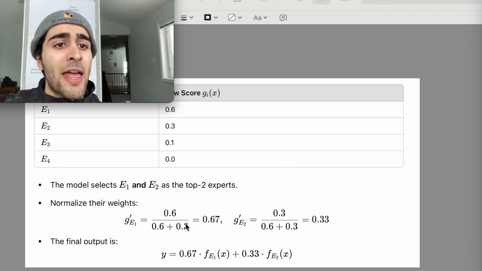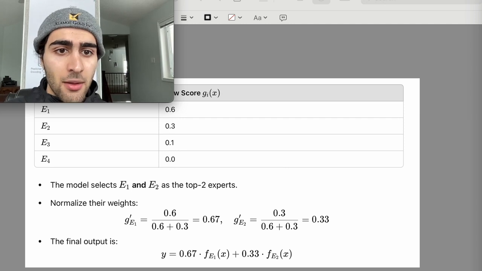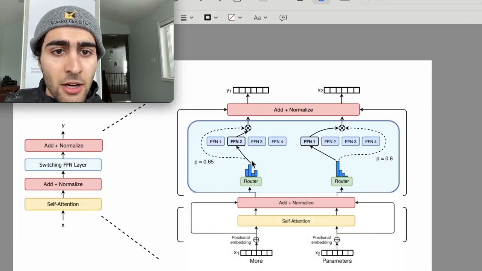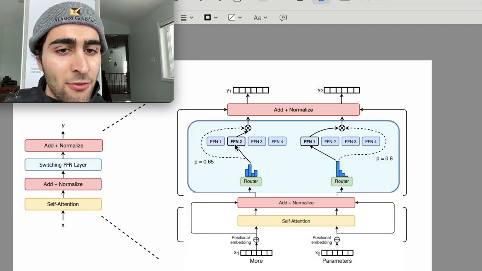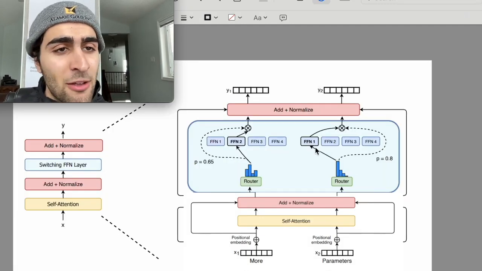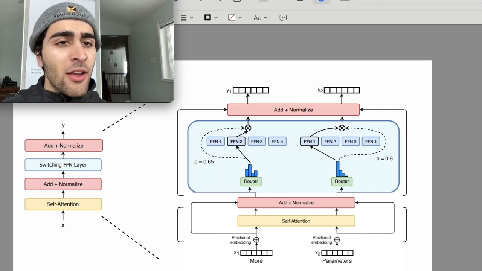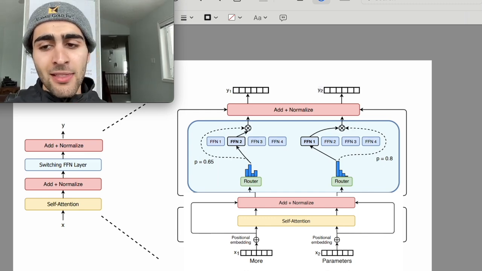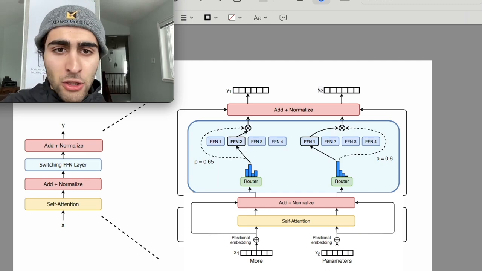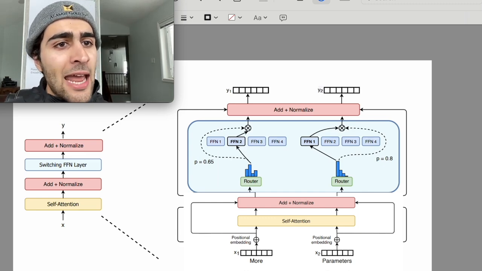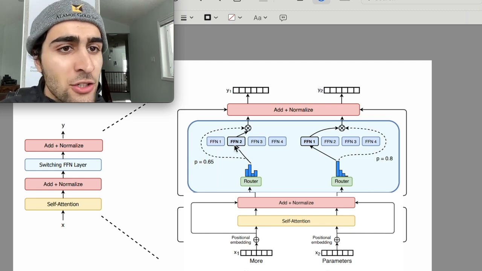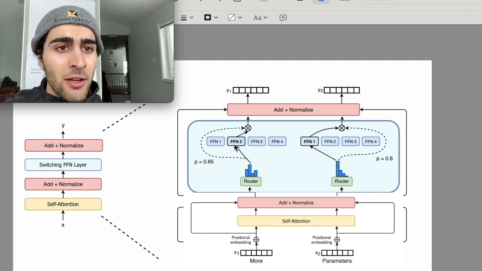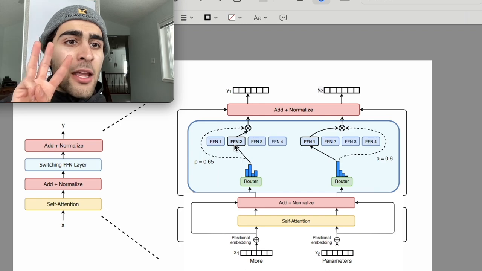And lastly, there's something called expert capacity. Right here, we see that more is evaluated by FFN2 and parameters is evaluated by FFN1. And if we have a context window of 1024, let's say that each expert, if there's only 4, can at max handle 512 tokens. This means that once FFN2 has handled its 512th token, we just cut it off and we become a 3 expert model.